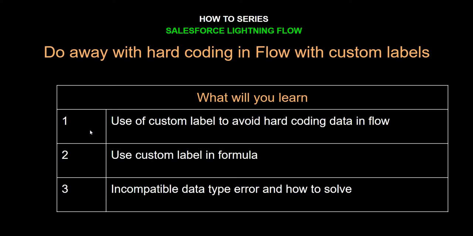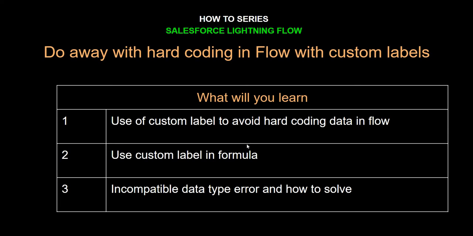In this video, we're going to learn how to use custom labels in Flow together with formulas, and see how best we can avoid hard coding any data in Flow. We can also see an error, incompatible data type, which you're likely to see when you use custom labels in a filter condition. And we will also see how to resolve that error.